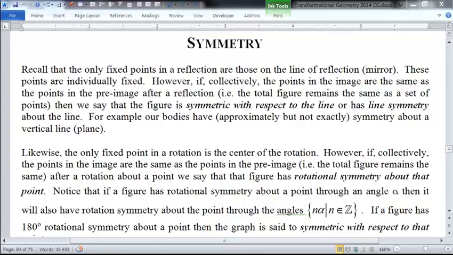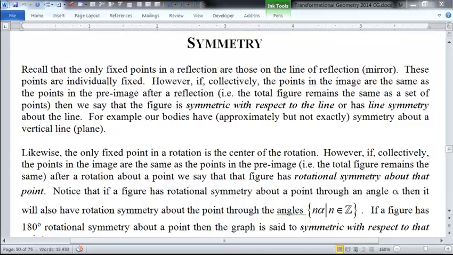Now, if collectively those two sets of points are the same points, even though they may get moved around within the set, some of them or even all of them, then we say that the figure is symmetric with respect to that transformation. So it fixes not points individually, but it fixes the set of points. Not really fixes, that's not the right word. It moves them around, but collectively they stay the same.